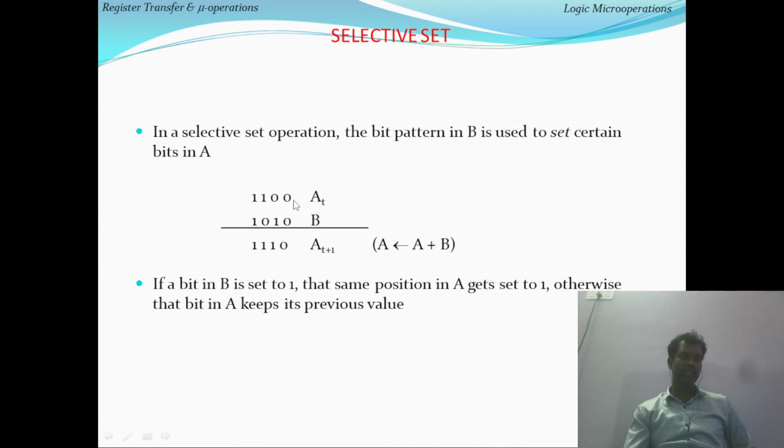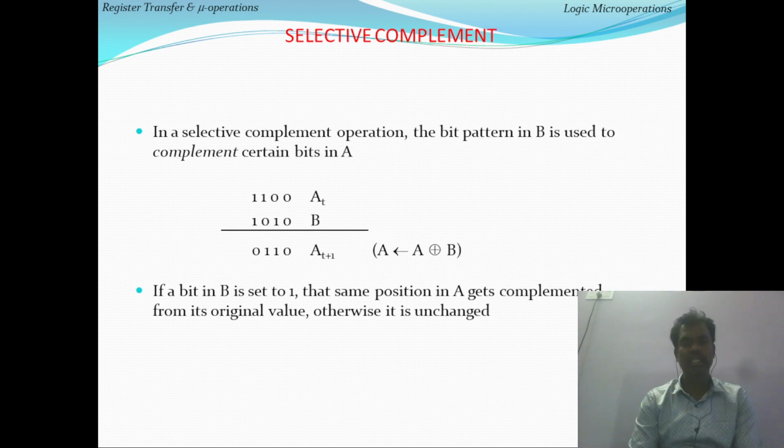Now selective complement. If you want to complement bits, we do an XOR operation. Same bit XOR is 0, opposite bit XOR is 1. If you want a bit to stay as it is, we XOR with 0. If you want it complemented, we XOR with 1. In selective clear, we perform an AND operation. If you AND with 0, the particular bit will be 0. If you AND with 1, it stays as it is.